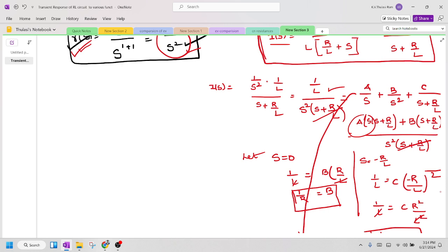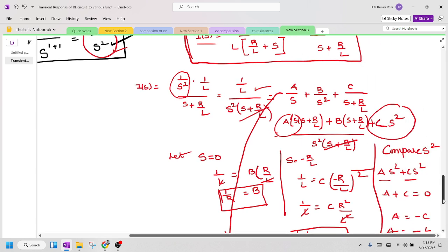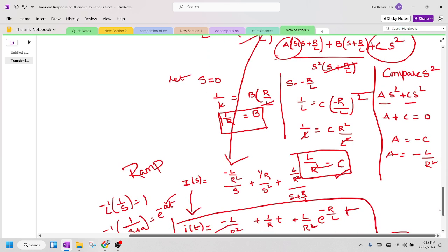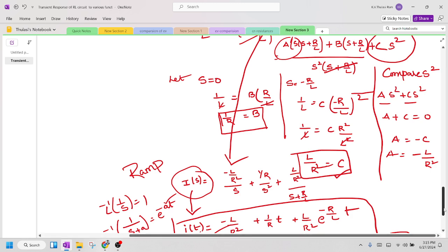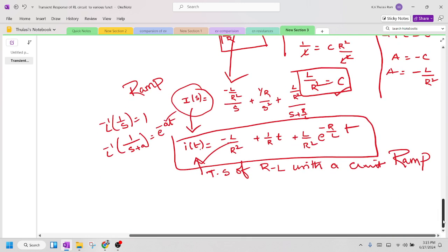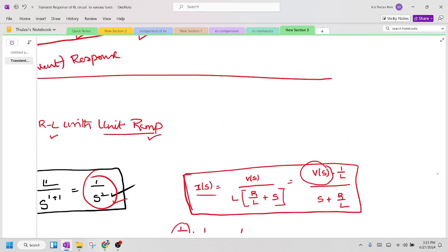When you write this 1 by s squared term, you are going to get a three-term partial fraction. Solve for A, B, C, then substitute the values of A, B, C here. This is in the s domain, and we need to transform into the time domain, so we apply the inverse Laplace transform and you get it. So this is how it has been applied.